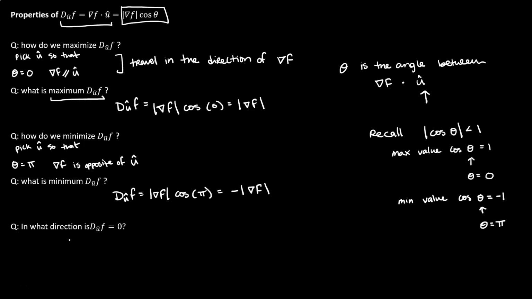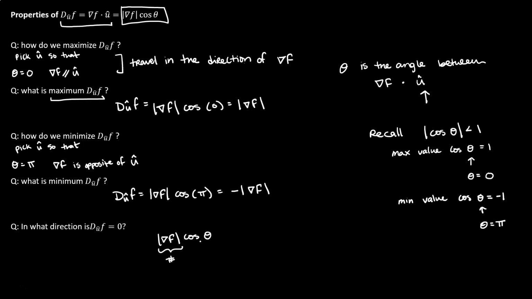One last property about the directional derivative, and that's us talking about when is the directional derivative equal to 0? Well, if we think about the definition that we have been working with on this slide, the directional derivative is the magnitude of the gradient of f times cosine theta. Now remember that the magnitude of the gradient f, we don't have any control on that. That's essentially a fixed number. It's the cosine theta that we're allowed to change, and that changes based on which u hat we pick.